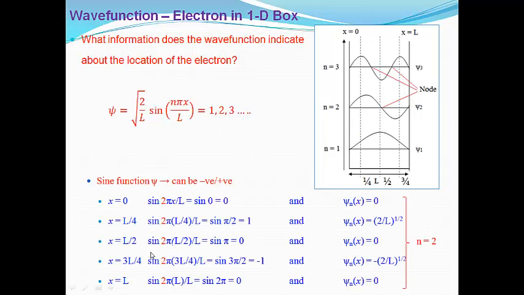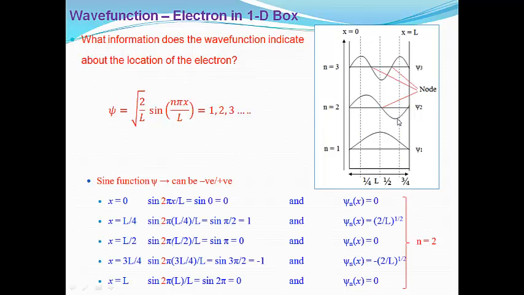And then when x is equal to 3/4 of L, which means that we're 3/4 the length of L, if we plug that into our equation, we end up getting sine 3 pi over 2, which is equal to -1, and therefore psi is equal to minus the square root of 2 over L. We're seeing that this is the minimum. So when x is equal to a quarter, we're seeing the maximum value of psi. When x is equal to 3/4, we're seeing the minimum value of psi, a negative value.